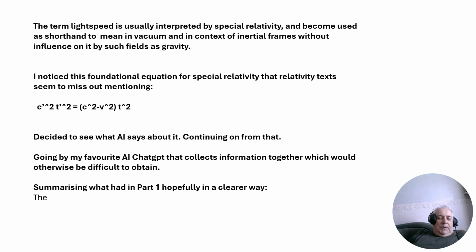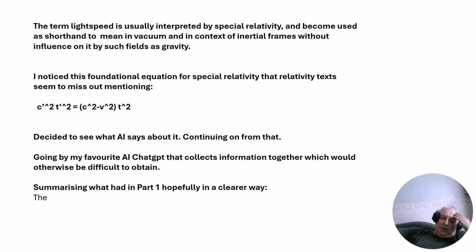Anyway, proceeding, I noticed this foundational equation for special relativity that relativity texts seemed to miss out, and it's this equation shown here. Let's have a look. Yeah, I think I've written it properly. So it's c prime squared t prime squared is equal to open bracket c squared minus v squared close bracket t squared.